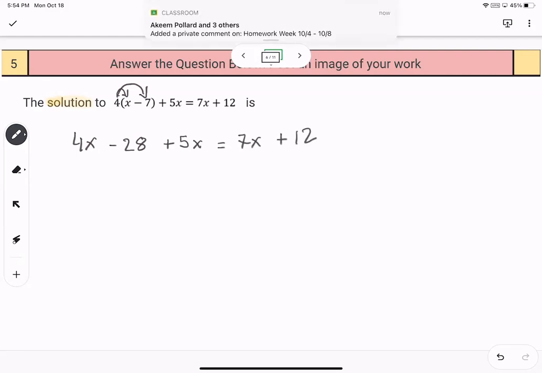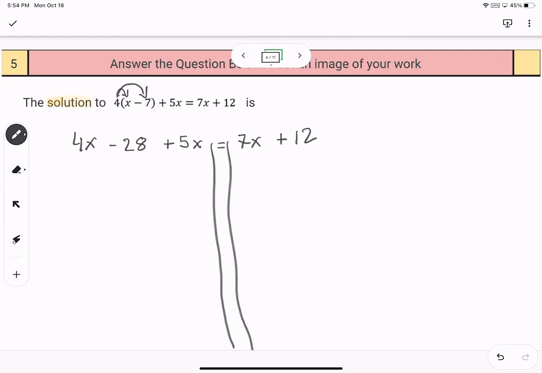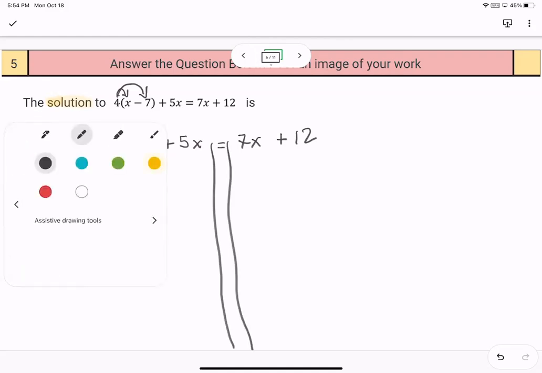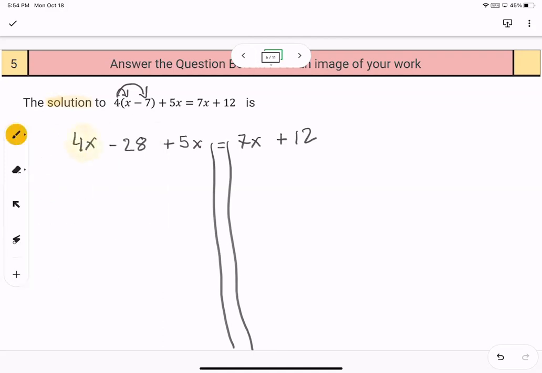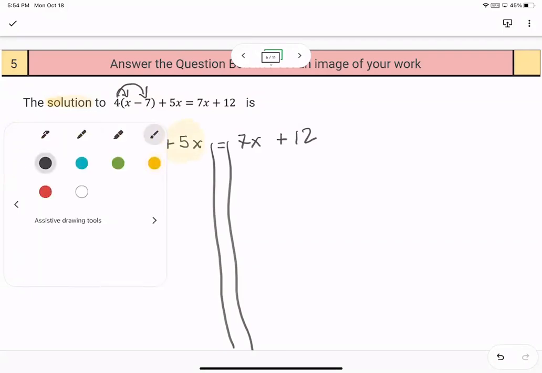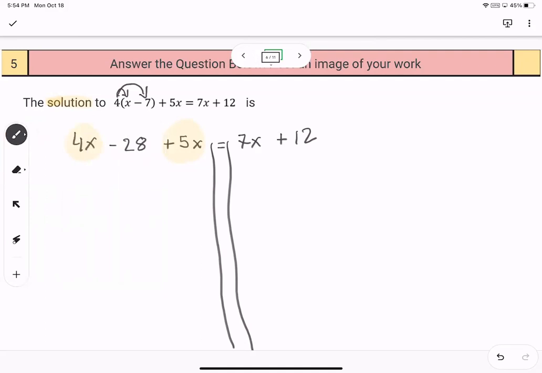Now before we start solving, we're going to make sure that we simplify and combine all our like terms on the same side of the equation. So I'm going to draw these lines down right here. But I noticed that on the left side of my equation, I have 4x and positive 5x. That means I can combine these. I get 4x plus 5x, that is 9x minus 28 is equal to 7x plus 12.